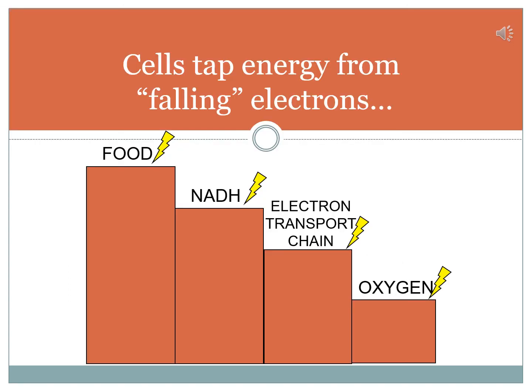Here again, using the step analogy, cells tap energy from falling electrons as they pass from your food to the electron shuttle, NAD+, to become NADH, down what is called an electron transport chain, and finally to oxygen, the final electron acceptor. Again, little bits of energy will be extracted along the way, and that extracted energy will be used to make ATP.